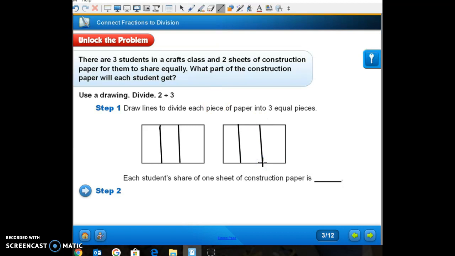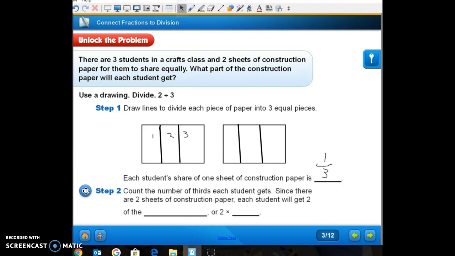Whoops. So each student shares one sheet of construction paper. I could have student 1, 2, and 3, right? You get 1/3 of a sheet. Each person would. Count the number of thirds each student gets. Since there are 2 sheets of construction paper, each student will get 2 of the 1/3, or you could say thirds, or 2 times 1/3.